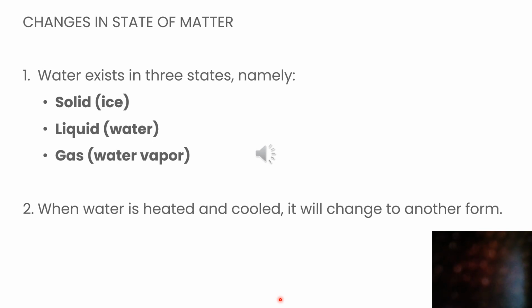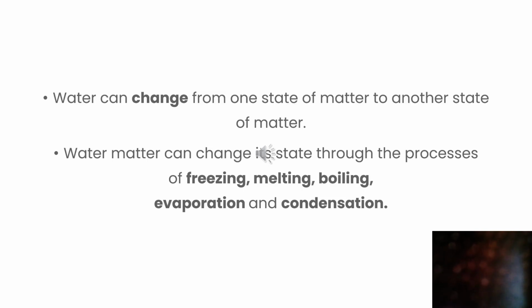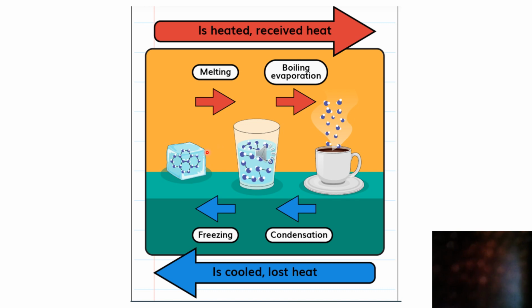When water is heated and cooled, it will change to another form. Water can change from one state of matter to another state of matter. Water can change its state through the processes of freezing, melting, boiling, evaporation, and condensation. Now we look at how water changes from one state to another state.